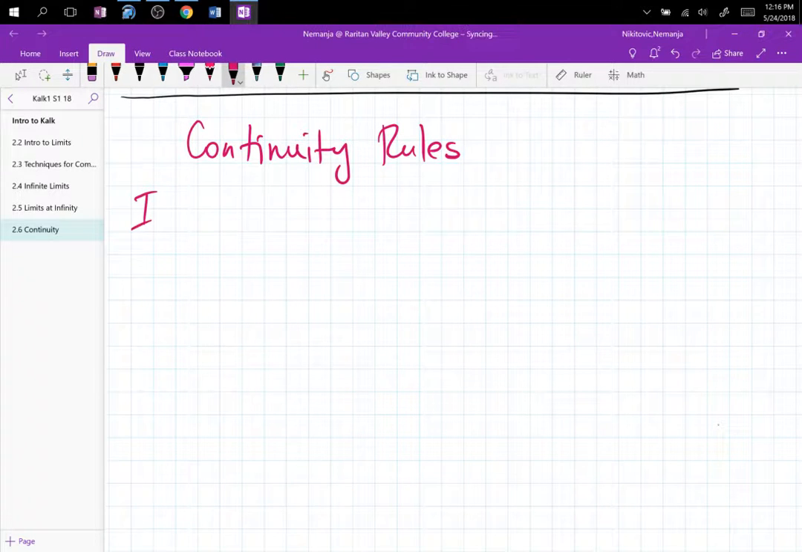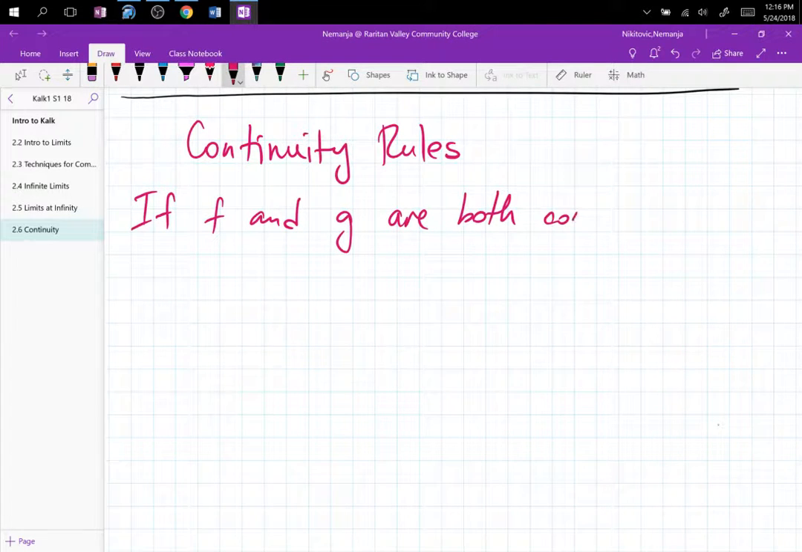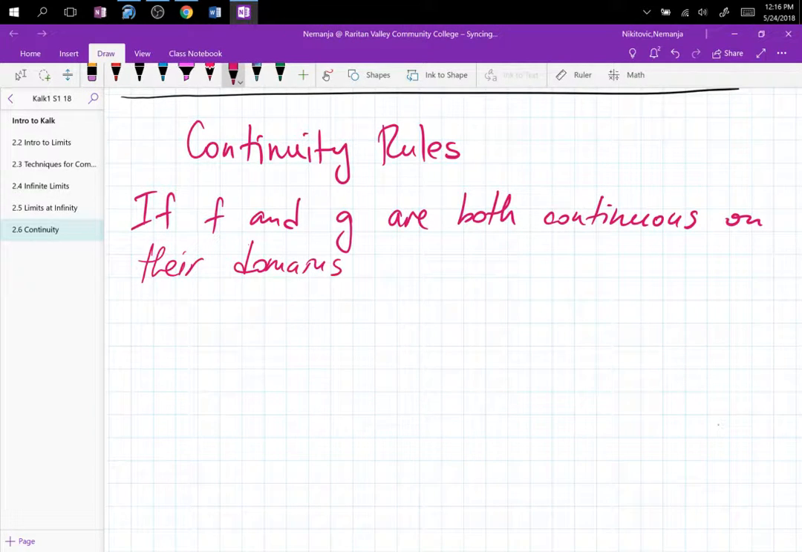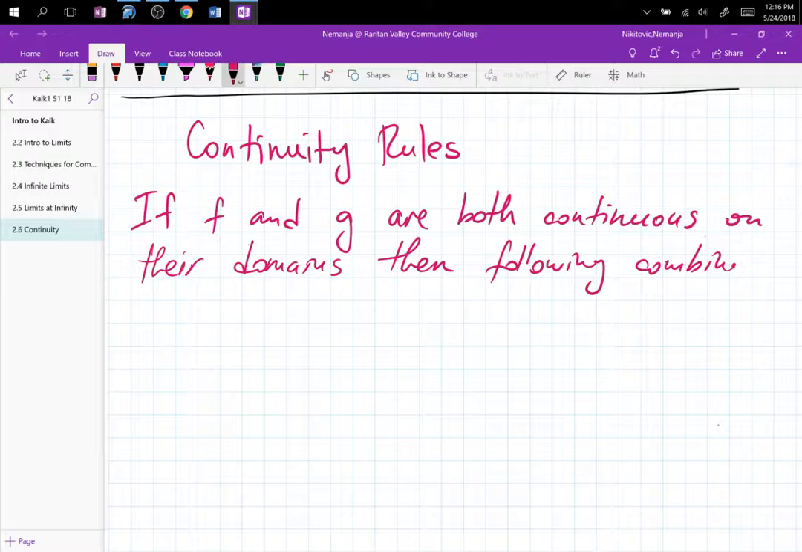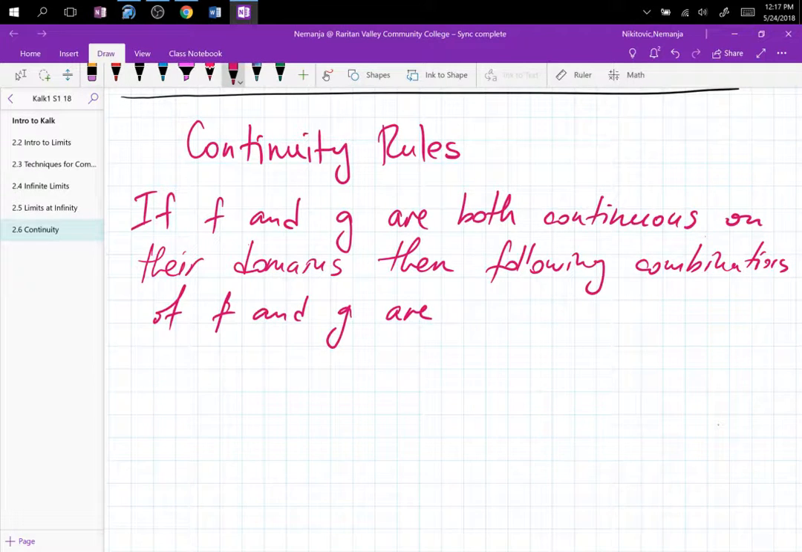Continuity rules. So if f and g are both continuous on their domains, then the following combinations of f and g are also continuous on the combined domain.